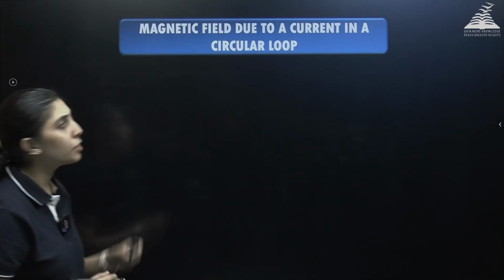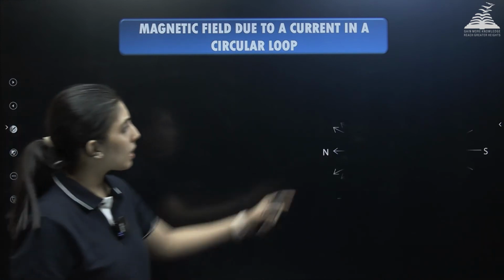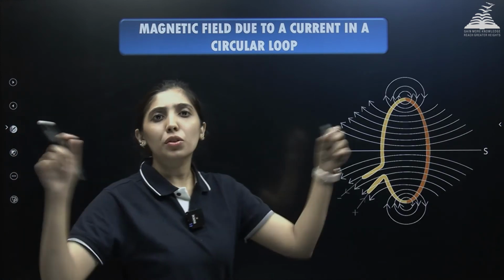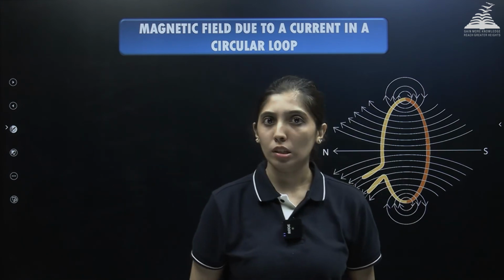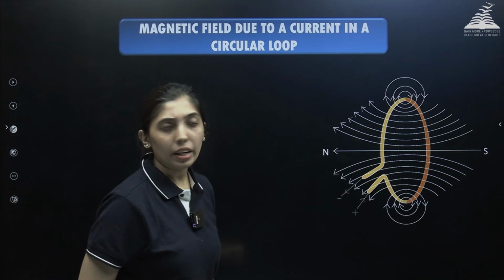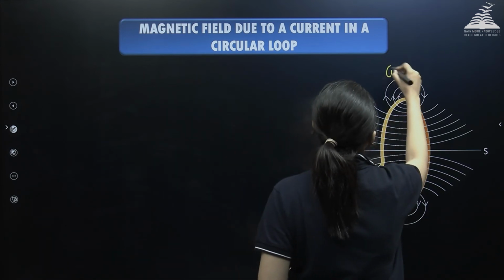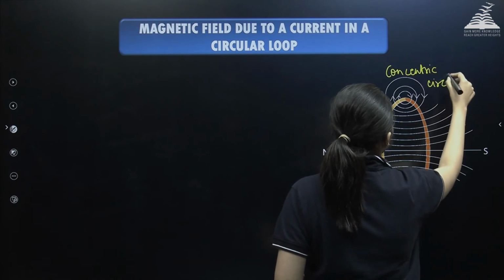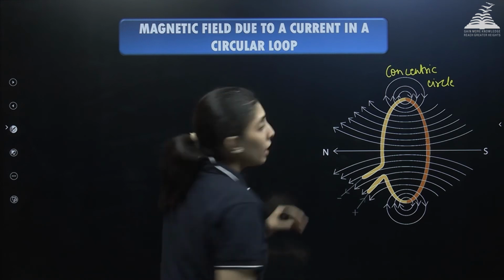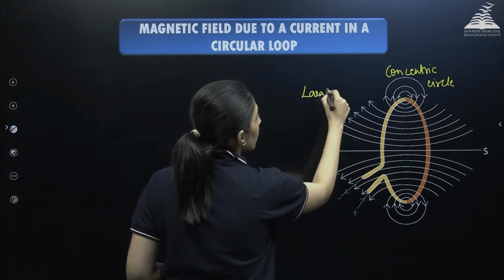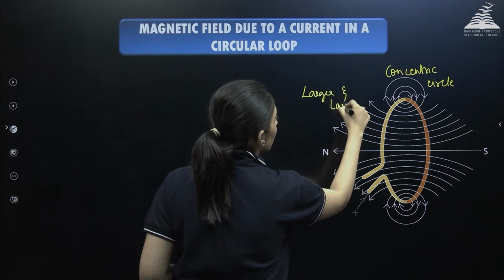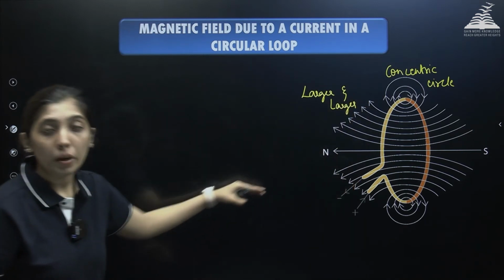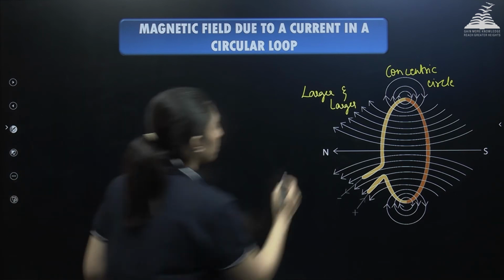Now that we studied the magnetic field due to a straight current carrying conductor, let's move on to study the magnetic field due to a circular loop. For this, let's consider a circular loop, or you can take a straight conductor and bend it in form of a circle. If you observe in the diagram, you can see that it is almost concentric circles at the end. As we keep moving away, the magnetic field lines get larger and larger. At the center of the loop, it is almost a straight line.